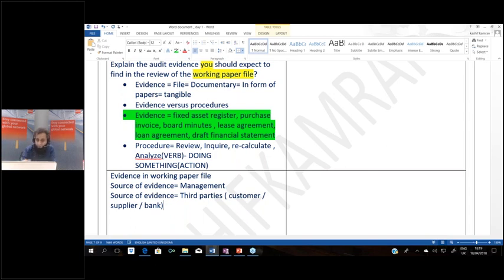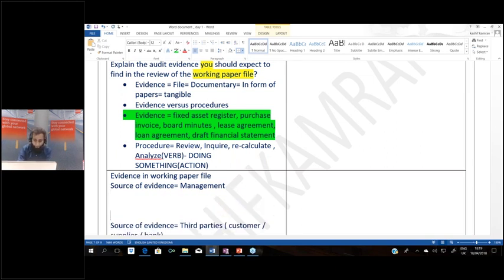Why am I telling you this? Because there is a very important clue in terms of writing an answer. If the evidence comes from the management, I cannot put the management document in the original form in my file. Can I take the original lease agreement from the company and put it in my file and take it to my office? No. Can I take the original loan agreement from the company, put it in my file and take it to my office?